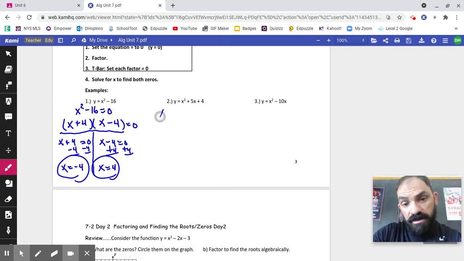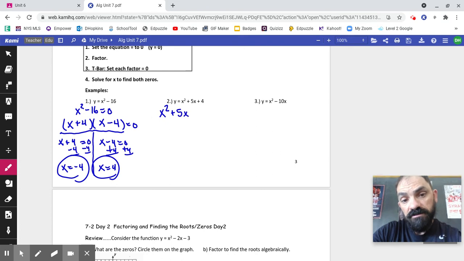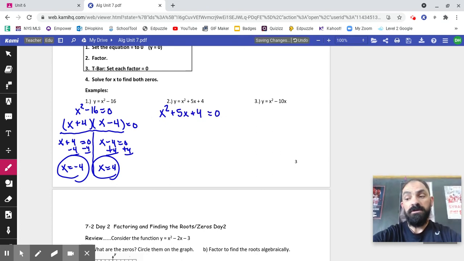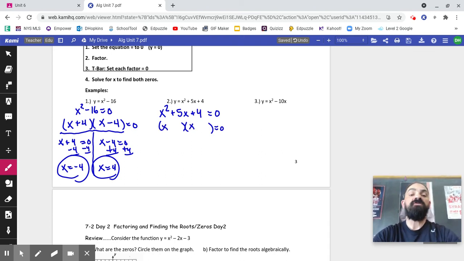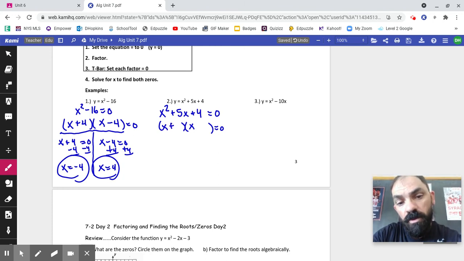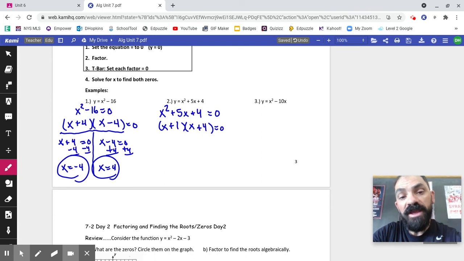Okay, we are again, x squared plus 5x plus 4. Set it equal to 0. That's step 1. Step 2, factor. Factors of 4 that add to get 5. Well, the only factors of 4, 2 times 2, can't come up with 5, can we? Or 1 times 4. Ooh, boom. 1 and 4. They add to get 5 and they multiply to get 4.